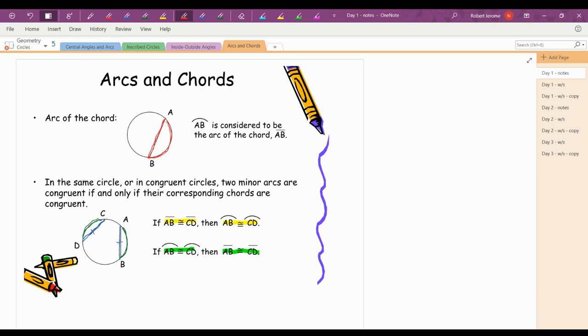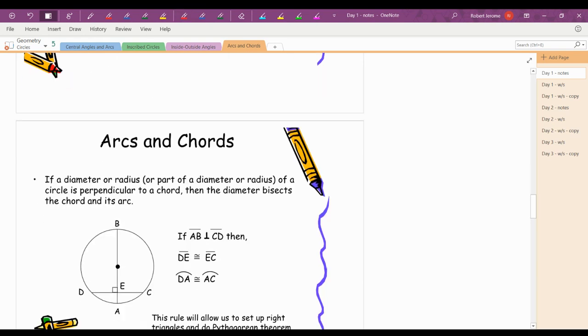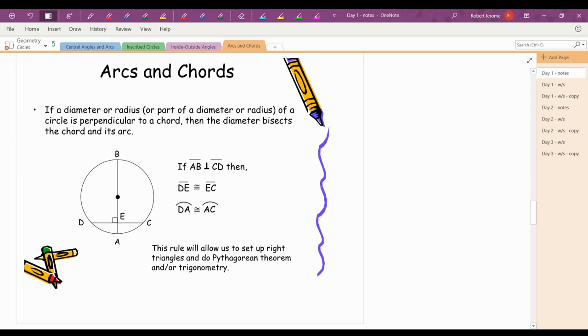Okay. Third rule, and this is going to come into play a lot. If the diameter or the radius, because that's really part of a diameter, is perpendicular to the chord, then we bisected the chord and we bisected its arc.